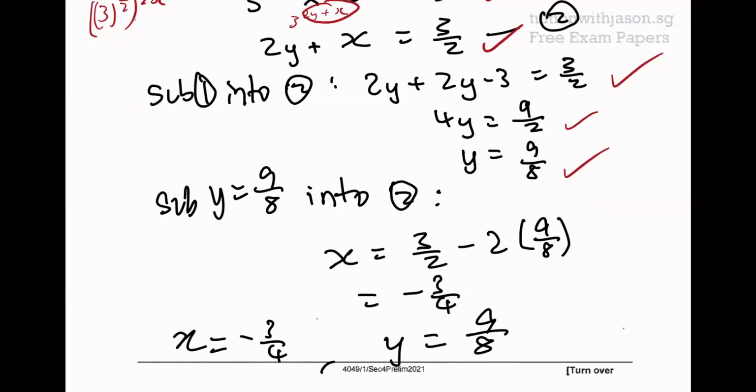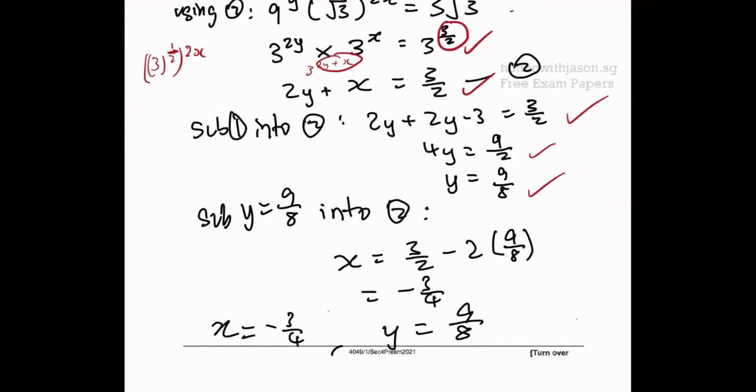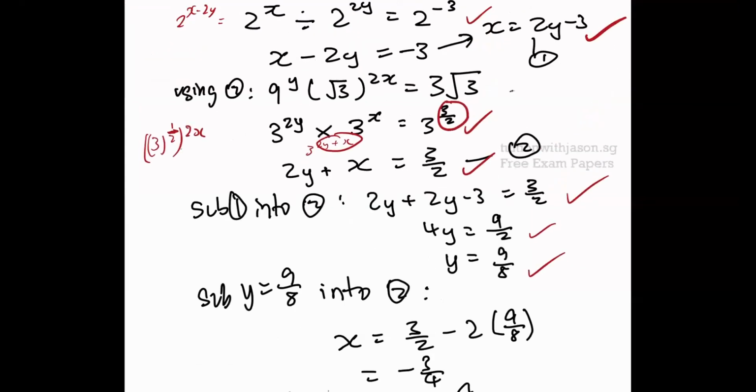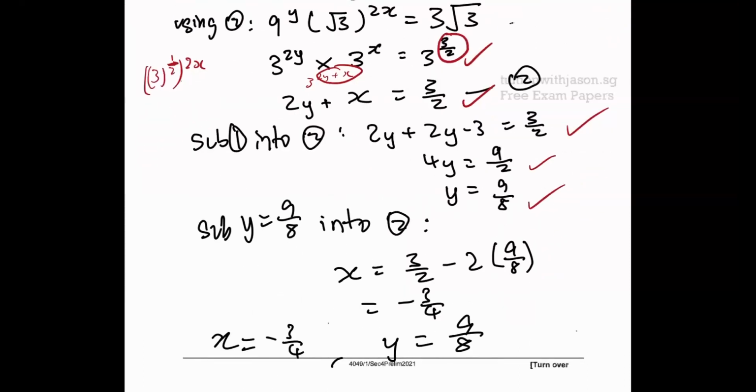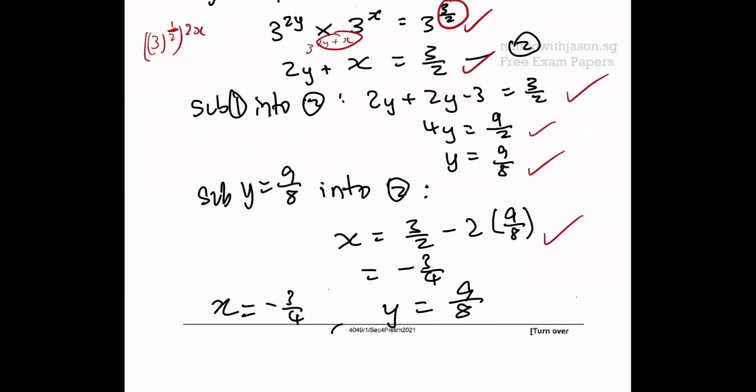Sub y equals 9/8 into equation 2. Either is fine, equation 1 or 2. Okay. Right. So you get 3/2 minus 2 times y, which is 9/8. You get -3/4. Let me see. Hold on. 6 minus 9, -3. Yes. Okay, good. Both are correct.